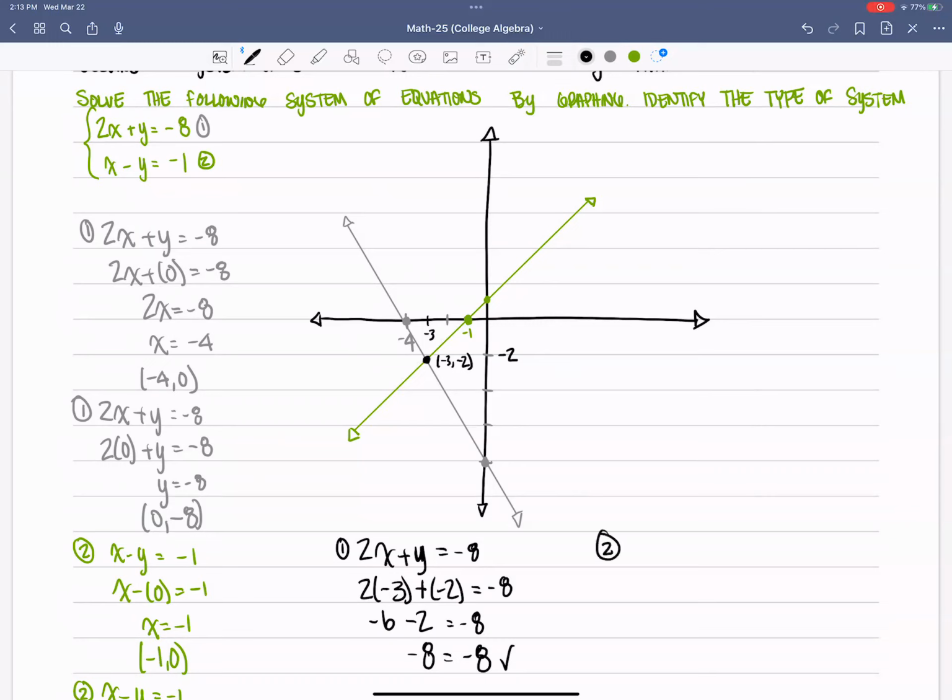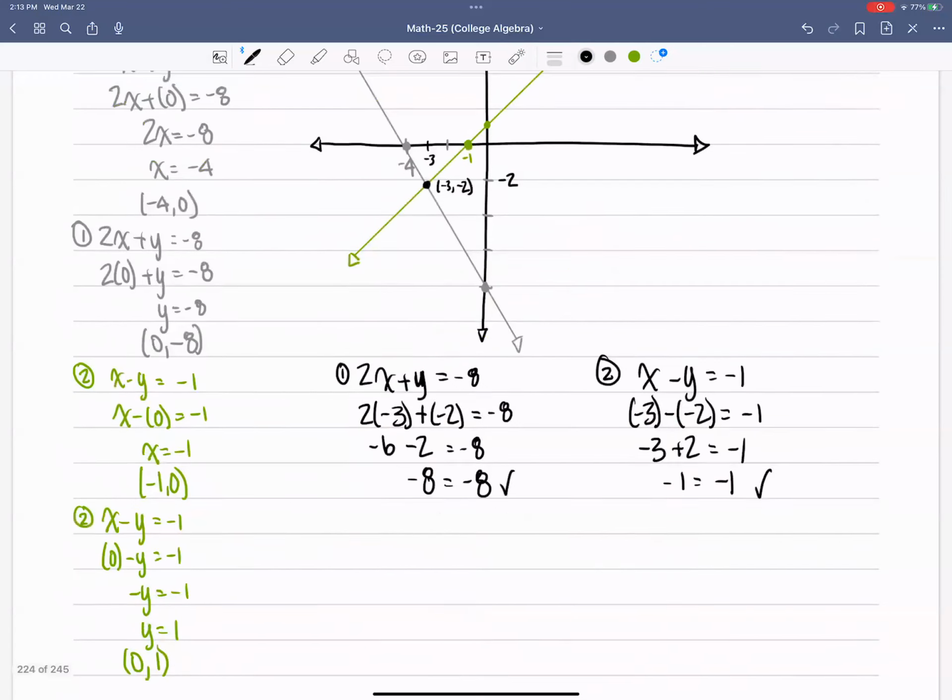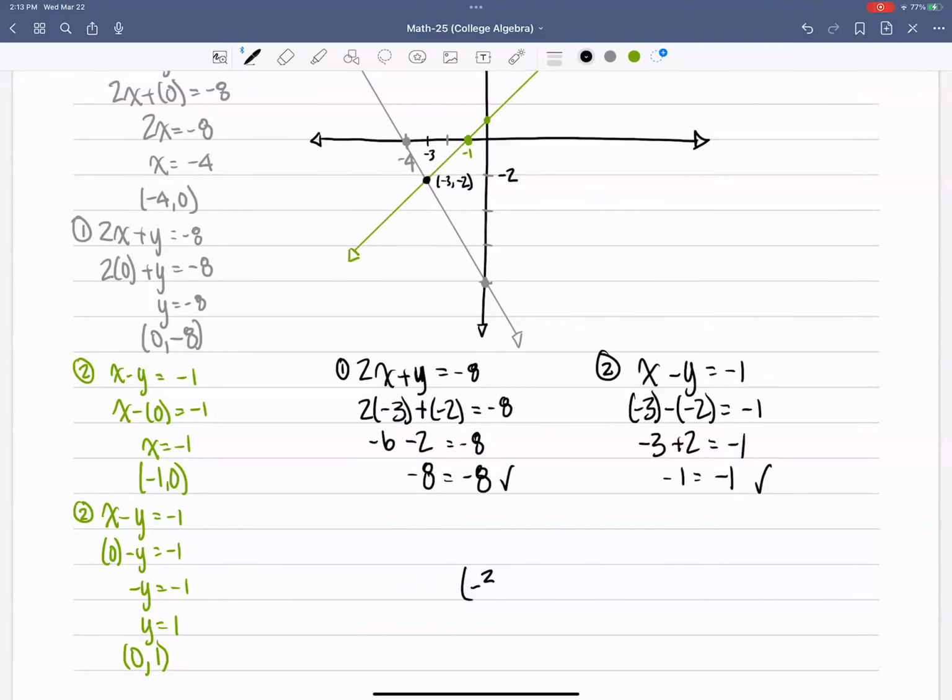So let's try line number 2. x minus y equals -1. So x in this case is -3, minus y in this case is -2, equals -1. We have -3, and a negative times a negative gives us a positive here, so +2 equals -1. And it looks like we have the right solution. -1 equals -1. So here our solution, which we end up boxing in, is -3, -2. That's the solution to this system of equations.